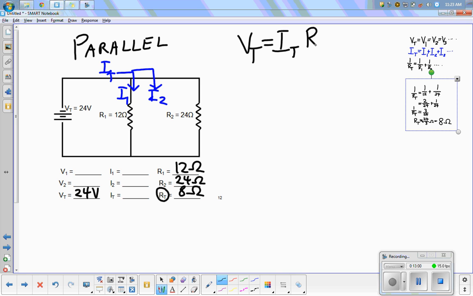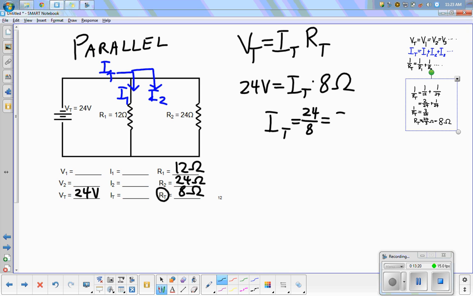V total is our 24 volts. Current total is our unknown. Resistance total was our 8 ohms. So in this case, current total is 24 divided by 8, and that's 3 amps. Now I can't say that current 1 is 3 amps, or that current 2 is 3 amps, because it's getting split up here.